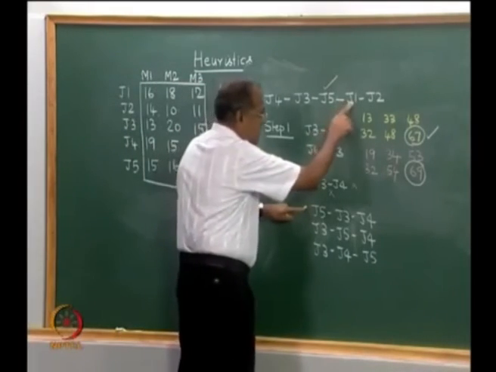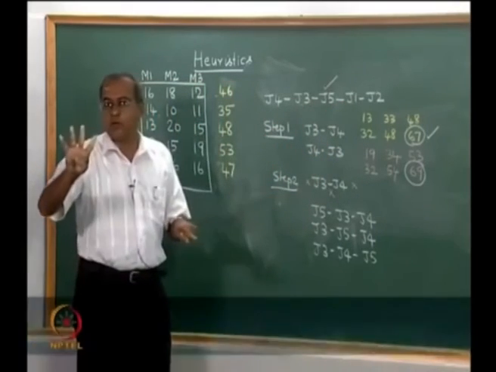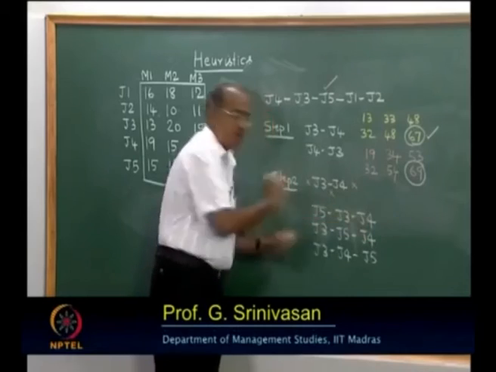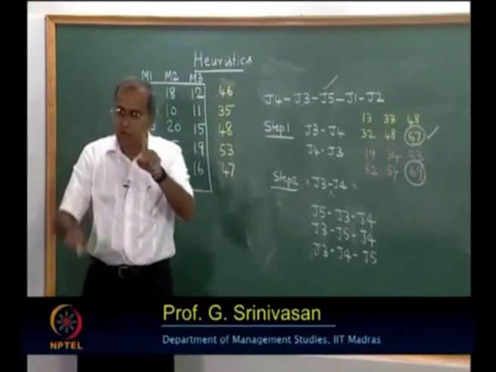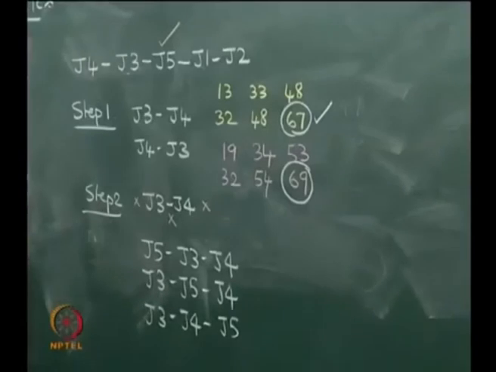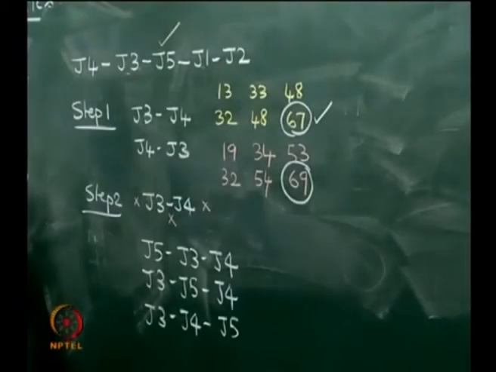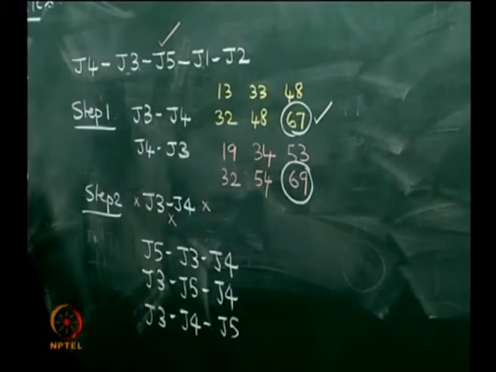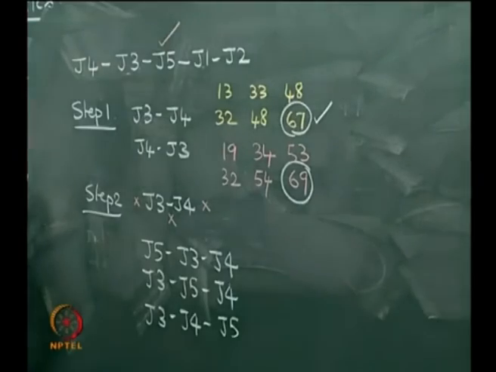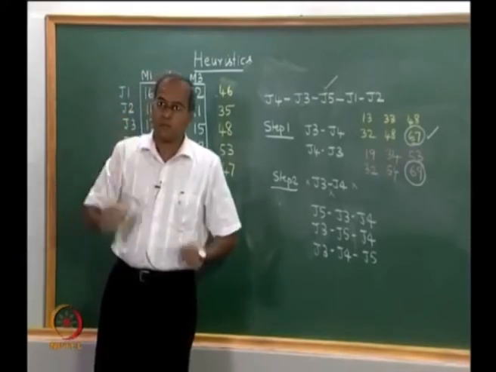then look at the next one, J1, and squeeze it in 4 positions. It could come here, it could come here, it could come here, it could come here. So then evaluate 4 more sequences, choose the best and take the last one and squeeze it in 5 positions and then evaluate the best out of these 5. So at the end we will have 5 sequences and we will choose the best out of these 5 sequences.